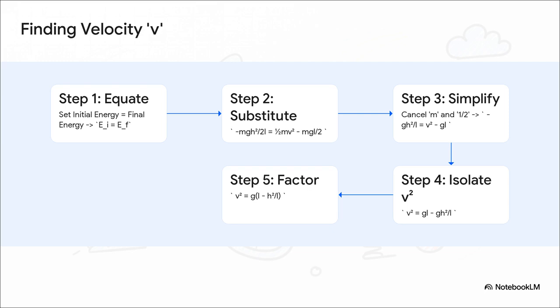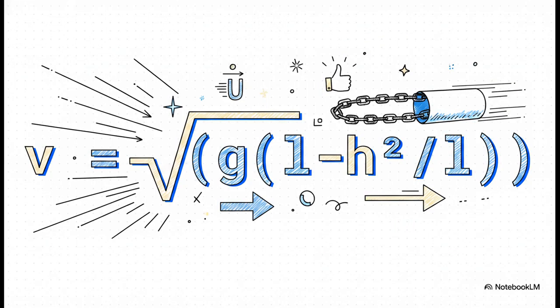Step 4. We just need to get v squared all by itself, so we add gL to both sides. And finally, step 5. We can pull out the g just to make it look a little neater. And for the grand finale, we just take the square root of both sides. And there you have it. The final velocity v is the square root of g times the quantity L minus h squared over L. That's our answer. We did it.